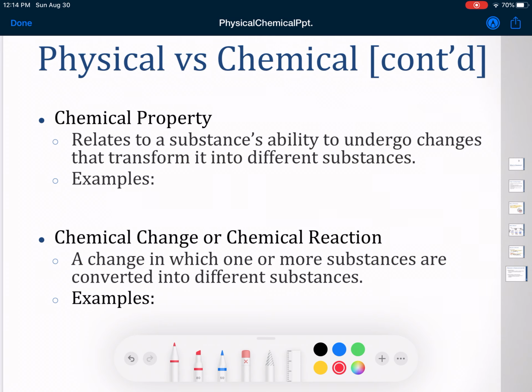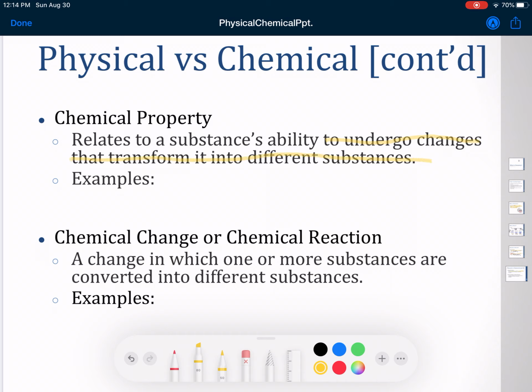All right, last slide here. Chemical property. Chemical property relates to a substance's ability to undergo changes that transform it into a different substance. So the difference here between a physical and a chemical property is, and I'm going to highlight it here, relates to a substance's ability to undergo changes. Where's the highlighter? Oh, here it is. To undergo changes that transform it into a different substance.